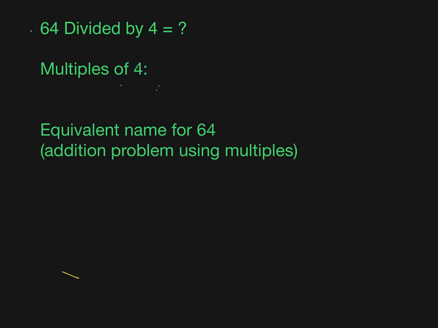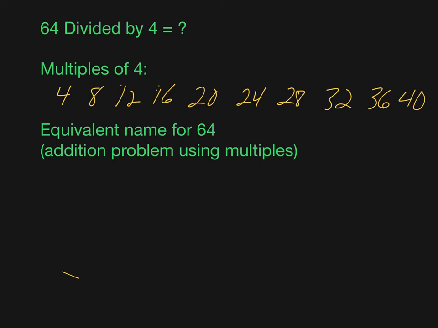All right, for this problem we have 64 divided by 4. So now we need to list our multiples of 4. So I'll go ahead and get started. We have 4, 8, 12, 16, 20, 24, 28, 32, 36, and 40. And we need to find an equivalent name for 64, which again just means let's find an addition problem using these multiples that'll equal up nicely to 64.